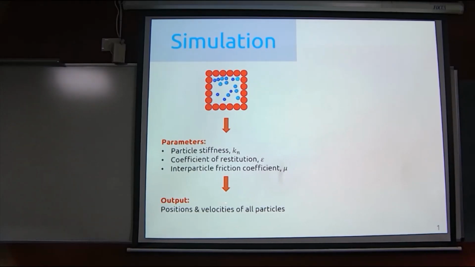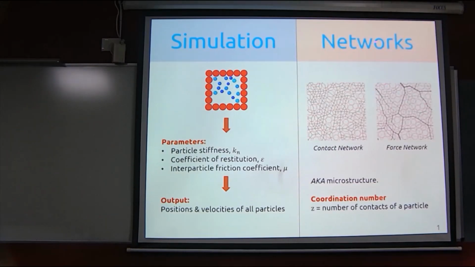From the position, we can construct the network. In a static medium, the particles will be in contact. From the positions, we can figure out whether two particles are in contact: if the distance between their centers is less than the sum of their radii, the particles are overlapping and they are in contact. So we connect those particles in contact with an edge, and we treat the center of the particle as a node. So we get this network.